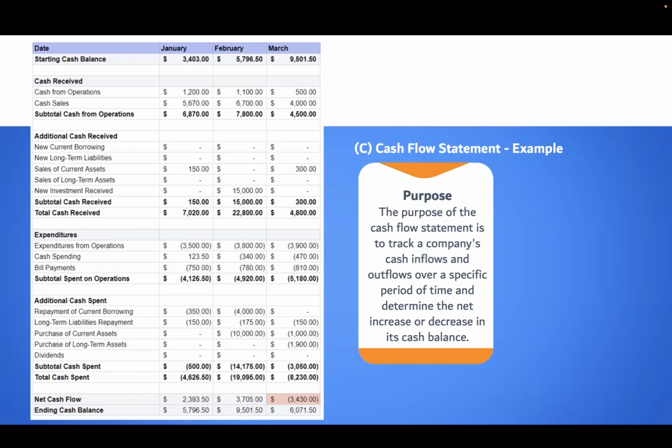Some repayment of current borrowing like loan payments, some liabilities. And so you had further expenses, and in the end, your total cash spent was 4,626. In the end, the net cash flow was 2,393. So in the month of January, this is the cash you had, but when you started, you had 3,400. So you add those two. So now at the end of the month, you have 5,796 cash with you. Then for the next month, that money is carried over. So now the starting balance for February is 5,796 and so on.